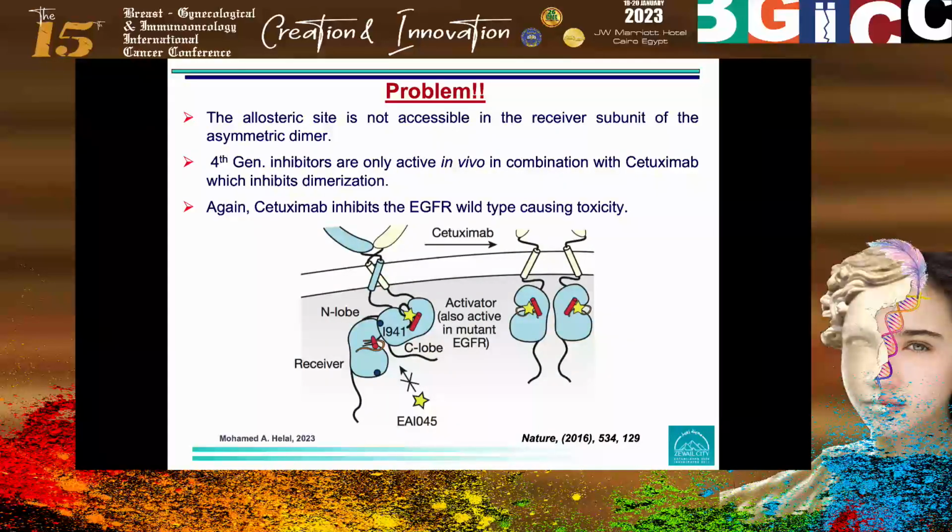So is the problem solved? Unfortunately, it's still not solved because cetuximab is not selective against the wild type. It inhibits both forms, causing toxicity. So this is a gap of knowledge or a gap of science. This is a problem that scientists are working on now.